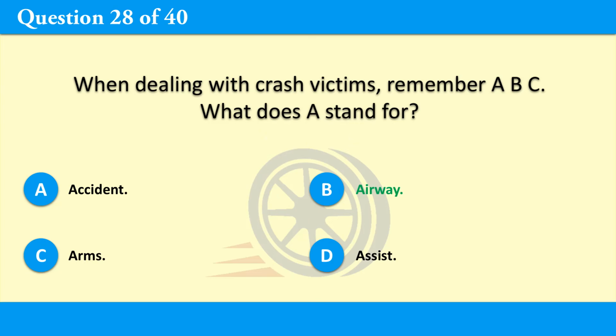Correct answer, B. Airway. Explanation: in assessing a crash victim's vital signs, the following basic procedure should be used. First, check the victim's airway is clear, then check they are breathing, and then check their circulation, ABC.